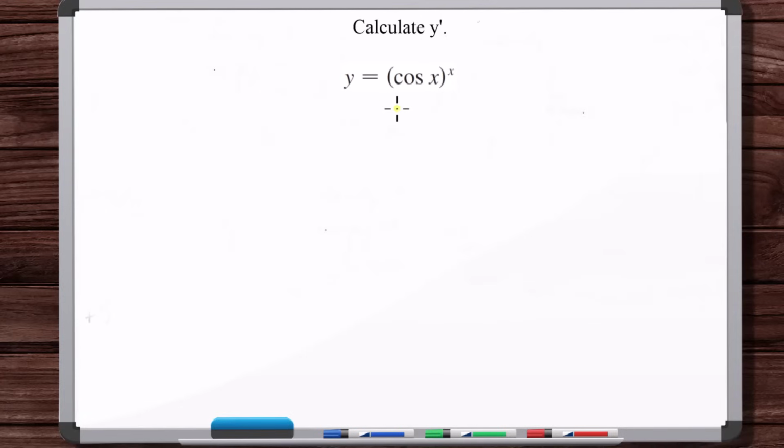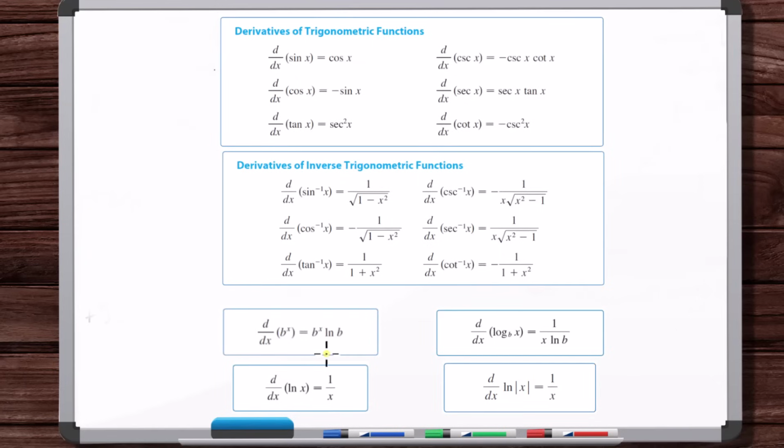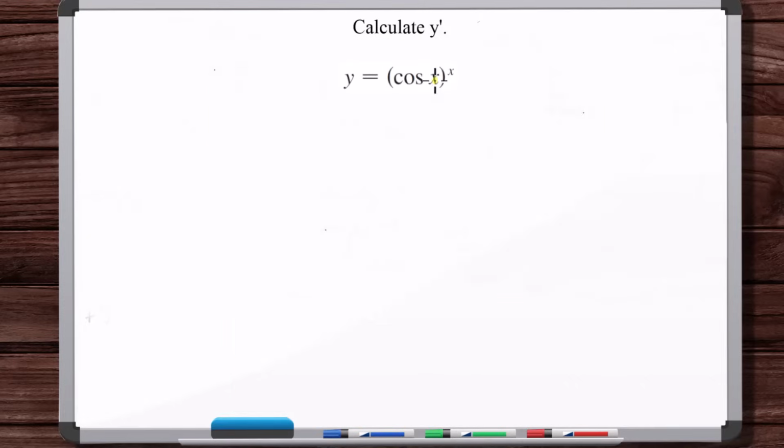Okay, so perhaps we want to use the chain rule here. What's the most general function? Is this an exponential? Well, no, this is derived for where b is a real number. B is not a function of x. We have a function of x as the base. And we definitely can't use the power rule. We can't say bring down the x and subtract and then put x minus 1. This is a variable as the exponent. But remember, what you can always try is logarithmic differentiation. Let's give that a shot.